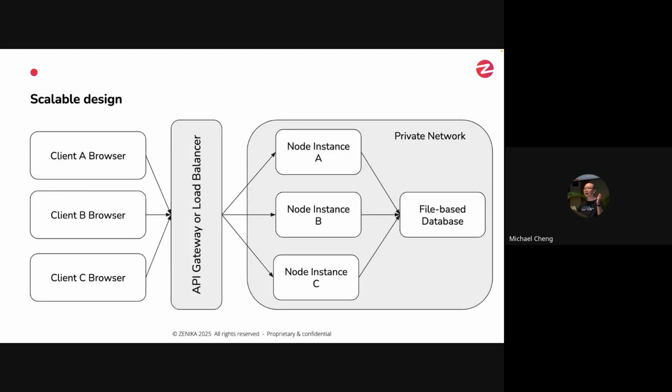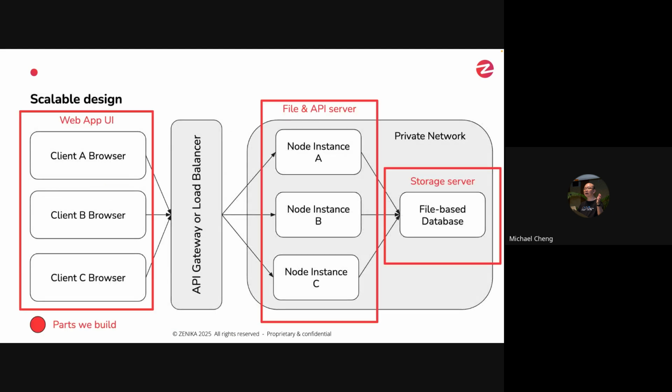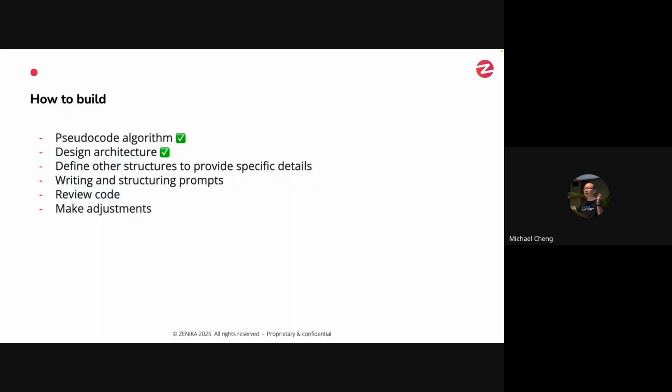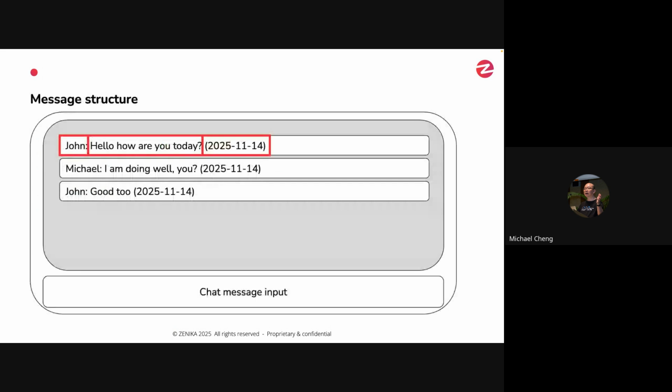All right. So this is how it kind of looks. The parts we are building are the web UI, the file and API server, and then the storage server that we're also writing. How we're going to go about building that is, now that we've done our pseudocode algorithm and our design algorithm, we want to define other specific structures and then write our prompts, right?